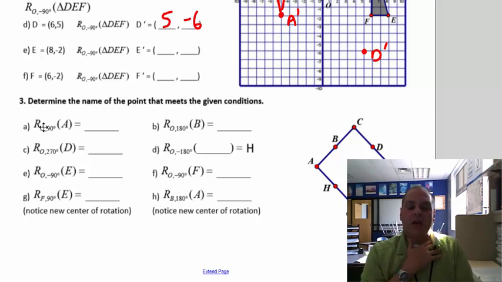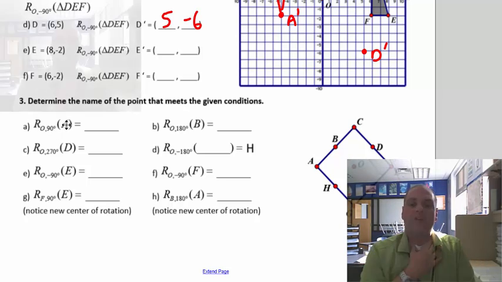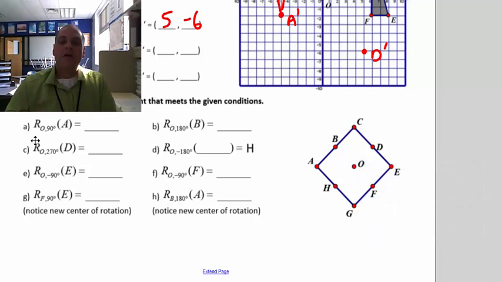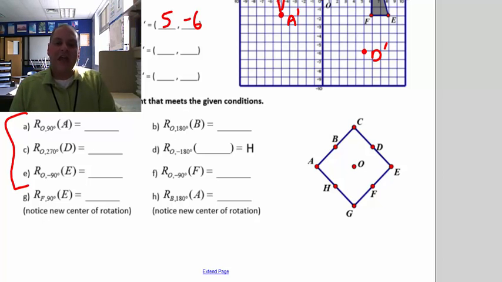Okay, so we've got to read each one here. Rotation of 90 degrees, point A. So rotation about point O, 90 degrees. Well, they're all rotated around point O. These first six are all rotated around point O, so we don't have to change our train of thought. 90 degrees, A.